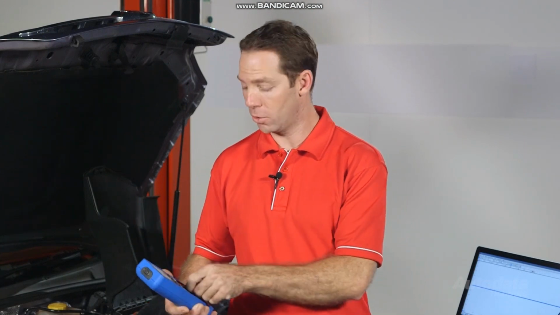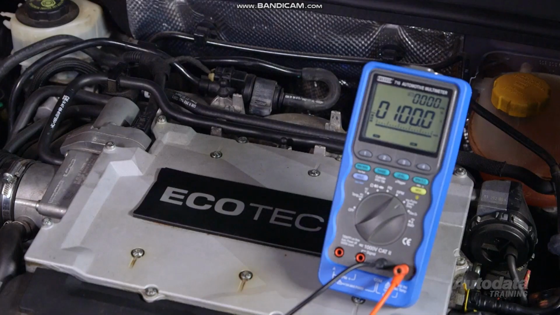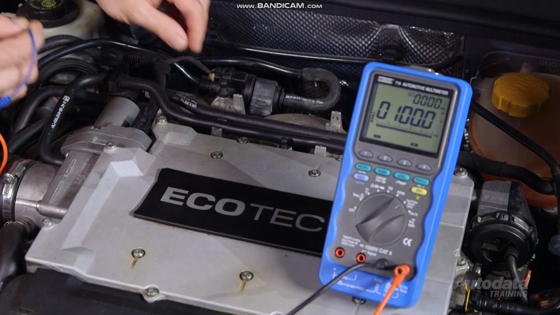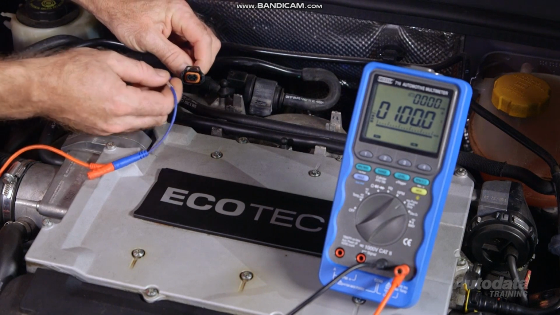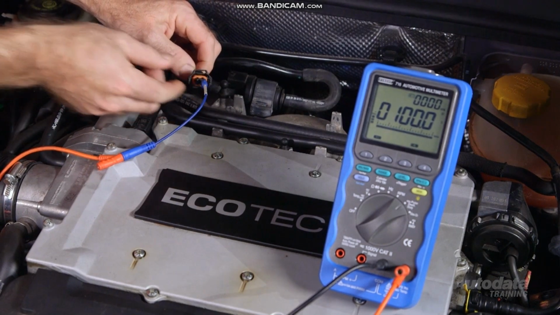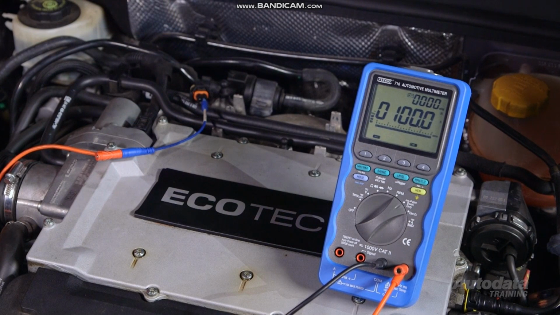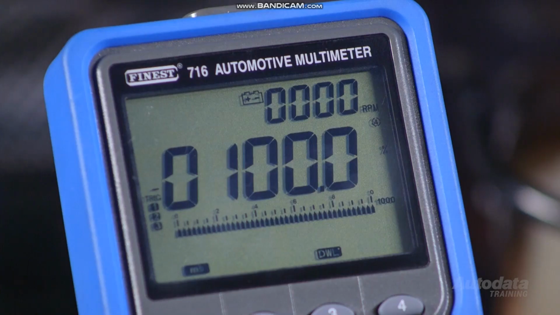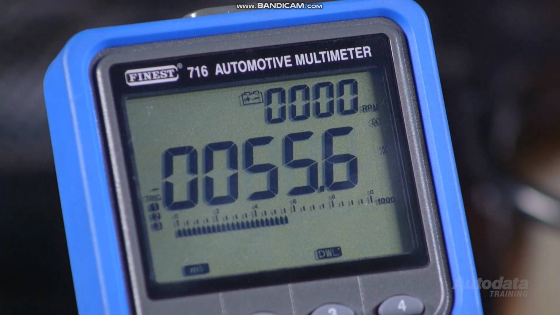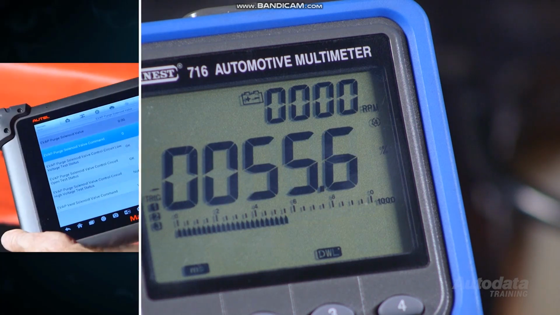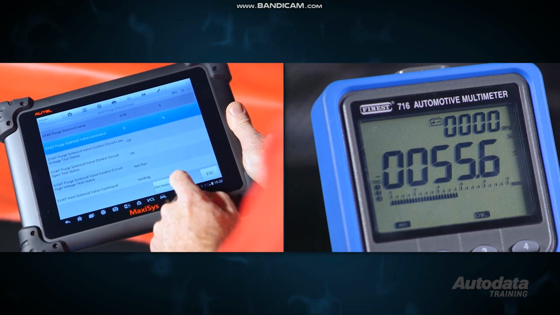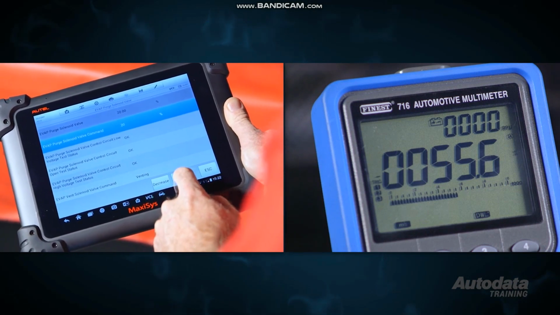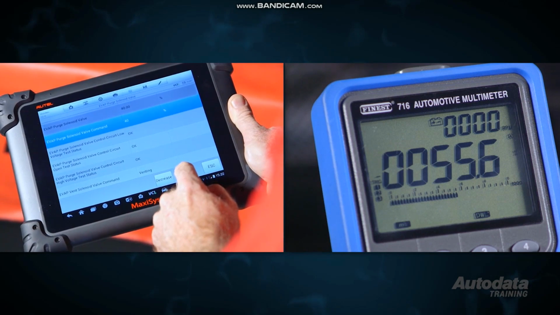If you don't have access to an oscilloscope, the test can be carried out using a multimeter set on duty cycle. With the ignition off, disconnect the evap solenoid connector and identify the control circuit. Connect the meter set on duty cycle between the control circuit and battery positive. Turn the ignition on and using the scan tool, actuate the evap solenoid. You should see the duty cycle reading on the meter mirror the requested percentage from the scan tool.